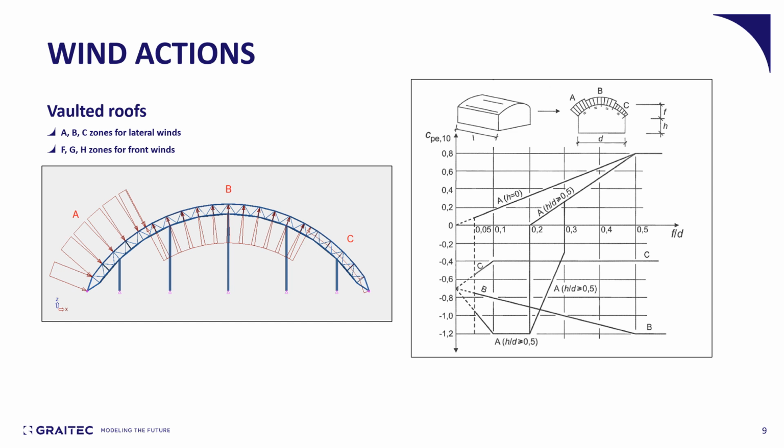Advanced design can also handle vaulted roofs, and in this case the roof will be divided into 3 zones. First A, then a large B zone, and then a C zone. So this is for lateral winds, and then for the other directions, the front and back winds, the roof will be affected by the usual F, G, H zones.